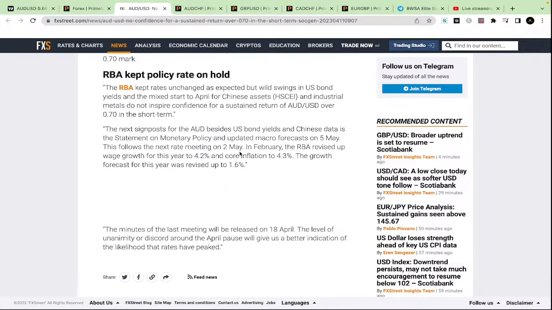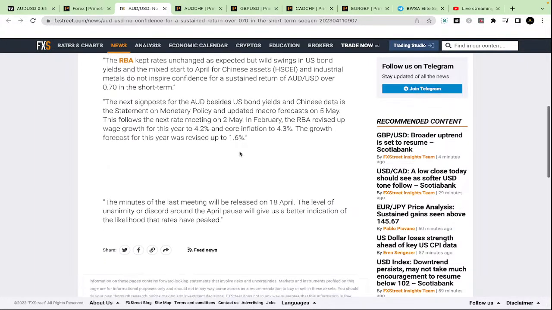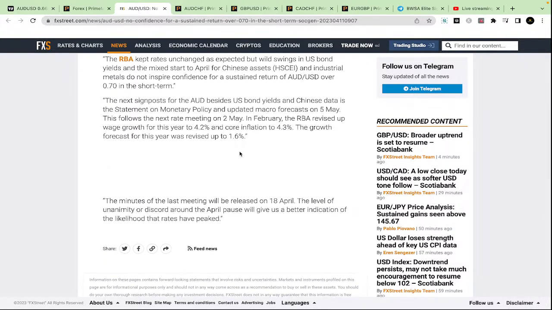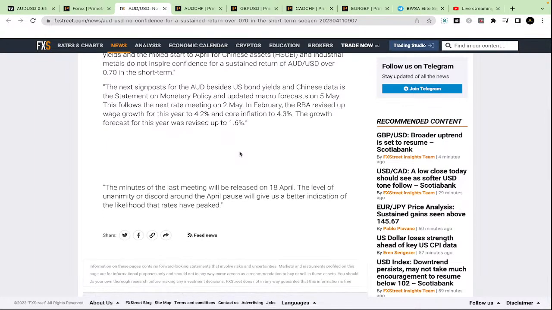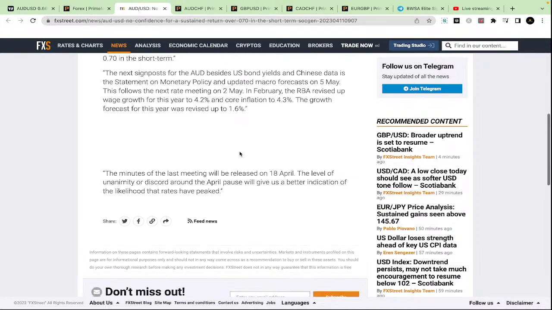And I'd be really interested to see, considering that at this past meeting earlier last week, they paused rate hikes. So it's going to be interesting to see how their economy responds. In February, the RBA revised up wage growth for the year to 4.2% and core inflation to 4.3%. The growth forecast this year is revised up to 1.6%. So they expect positive growth of 1.6% for the Aussie this year.